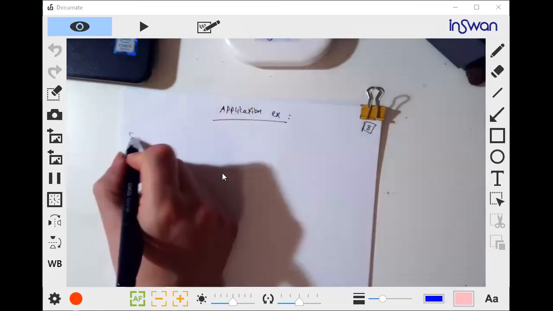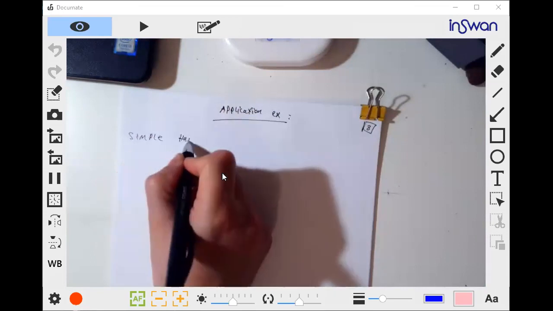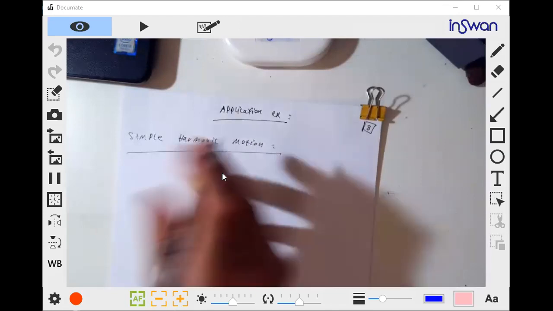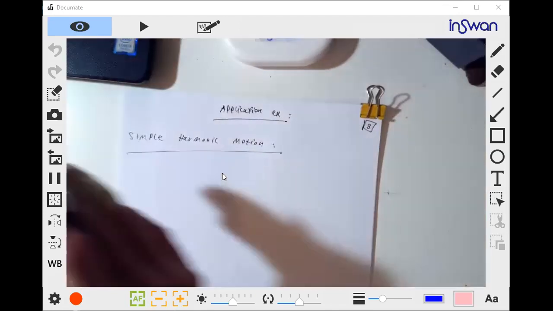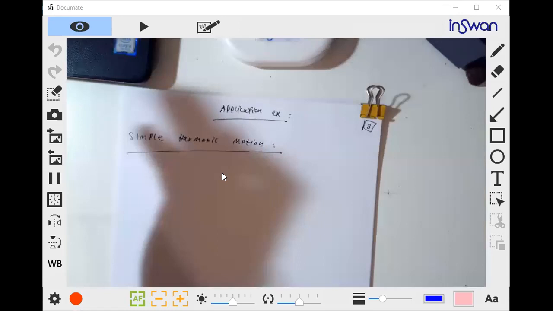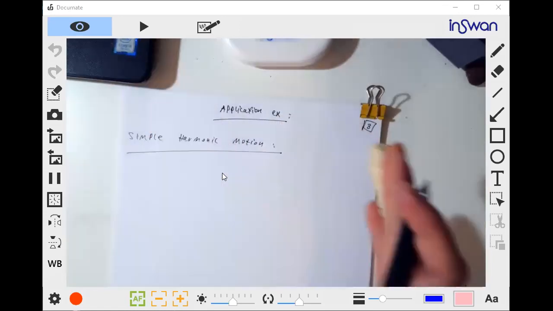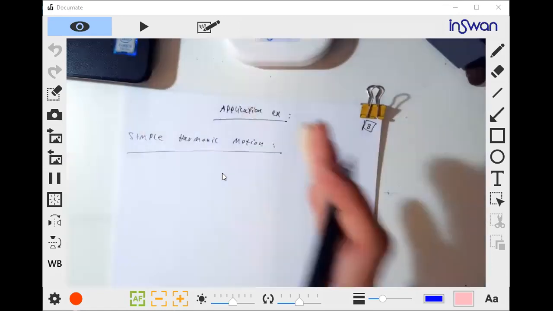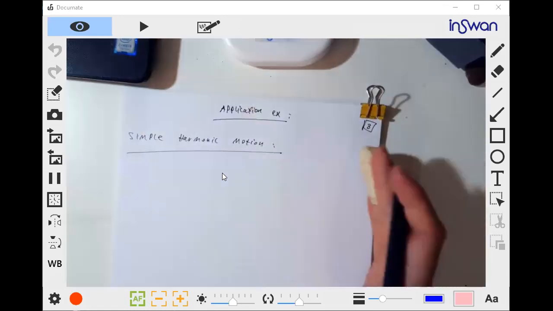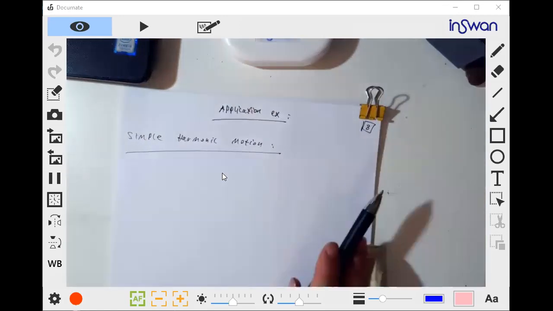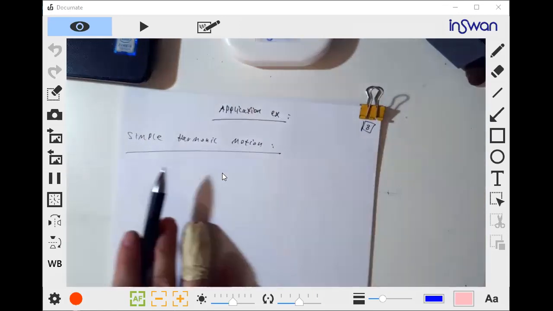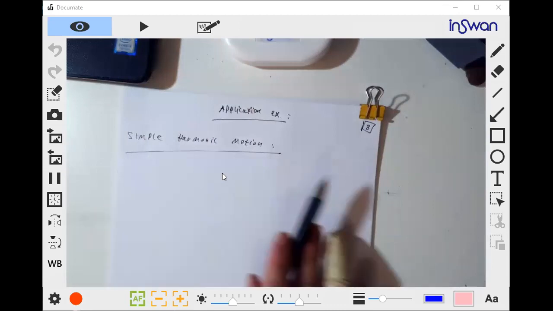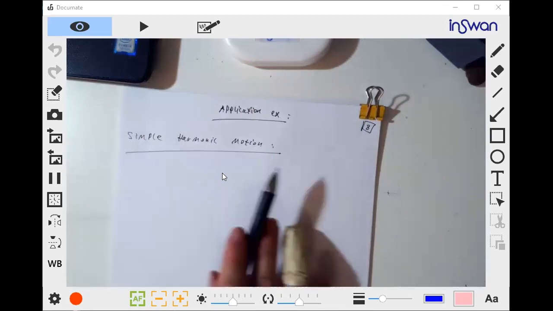It correlates to simple harmonic motion. Simple harmonic motion is a repeating motion, like my hand. My hand is going through simple harmonic motion. It's moving through a defined range, let's say here's the page. I'm just repetitively going back and forth, staying within the same range.